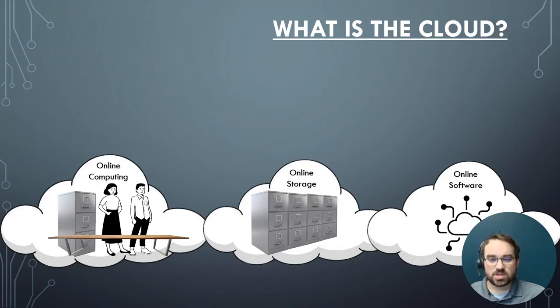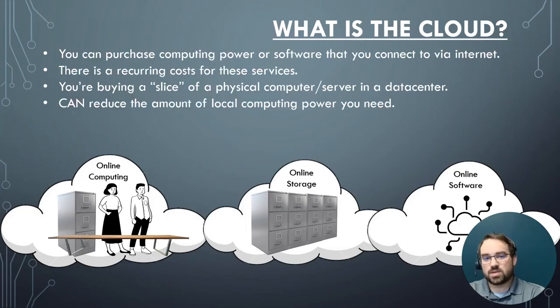So a lot of your CRMs like Salesforce or HubSpot or any of those are moving over to the cloud. And you also have things like our favorite, QuickBooks, moving to an online-only software, right? There's a couple key things to remember when you're talking about cloud computing: you're purchasing or leasing or renting basically the computing power or software that you're connecting to via the internet. So you need to have pretty good internet in order to efficiently run cloud software.